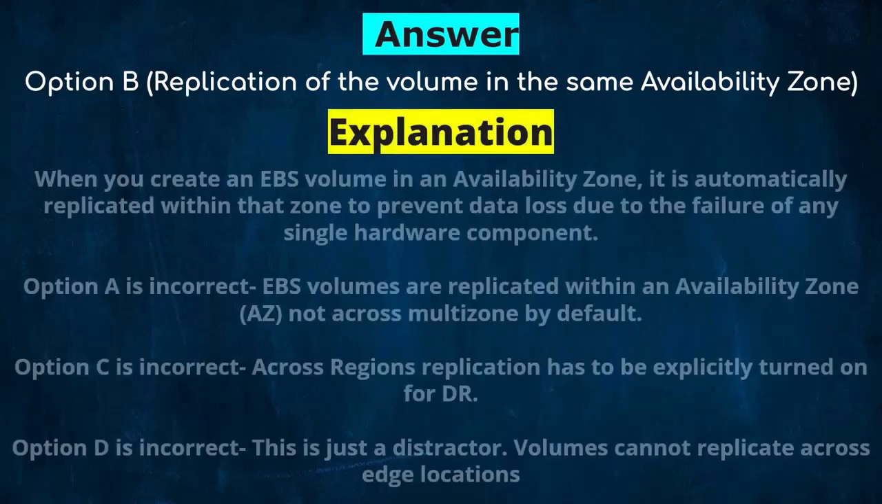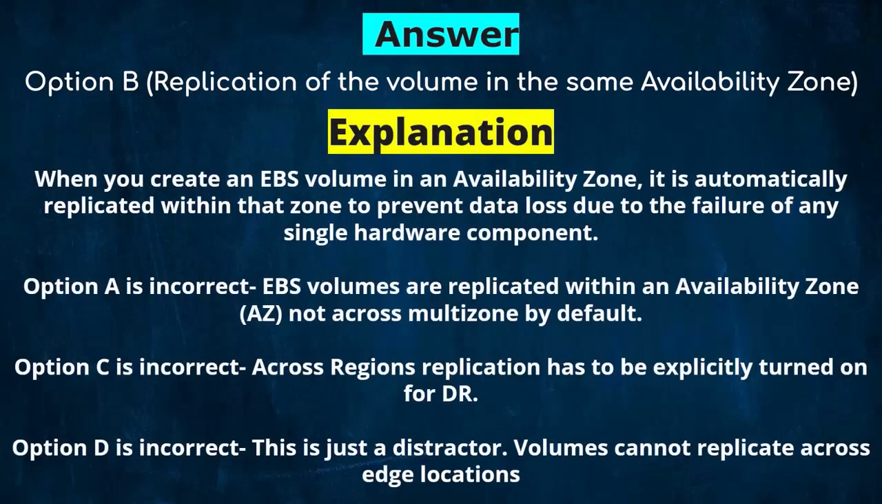Explanation: when you create an EBS volume in an availability zone, it is automatically replicated within that zone to prevent data loss due to the failure of any single hardware component. Option A is incorrect. EBS volumes are replicated within an availability zone, not across multiple zones by default. Option C is incorrect. Across regions, replication has to be explicitly turned on for DR. Option D is incorrect. This is just a distractor. Volumes cannot replicate across edge locations.